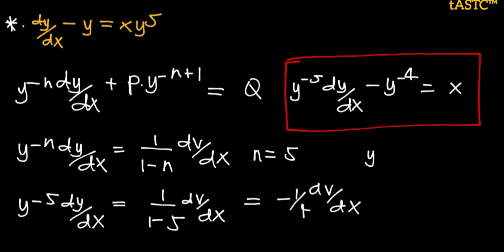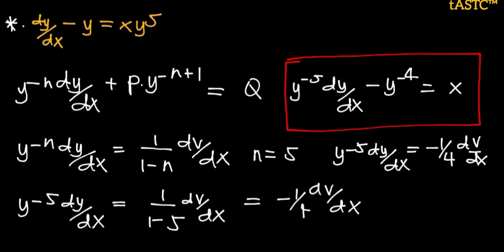Well, need to write it. Y to the negative 5 dy dx, that is equal to negative 1 over 4 dv dx. Need to rewrite this again. So that is what we have for the first part. Next up, we need to work what is going to be this part.